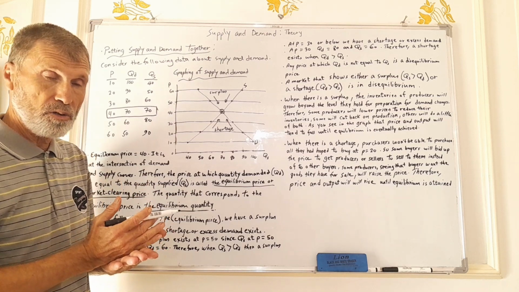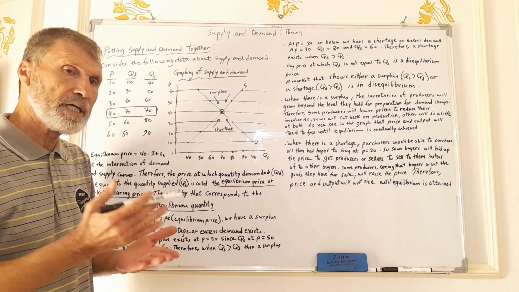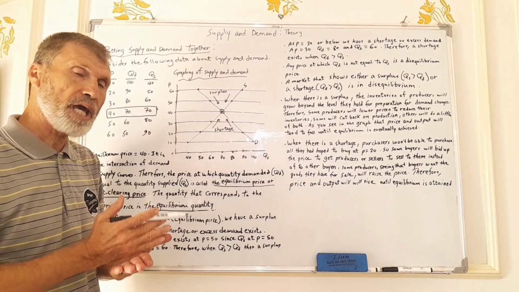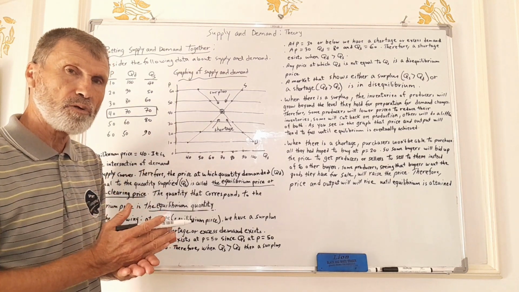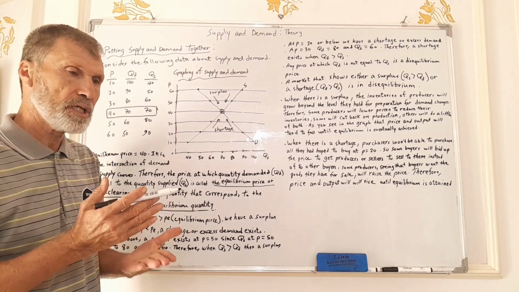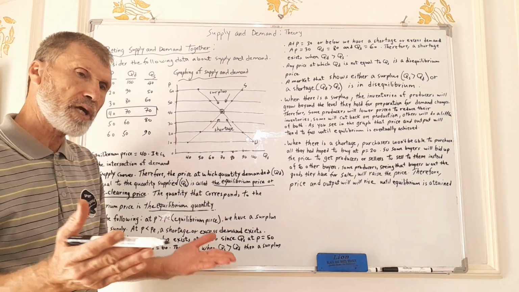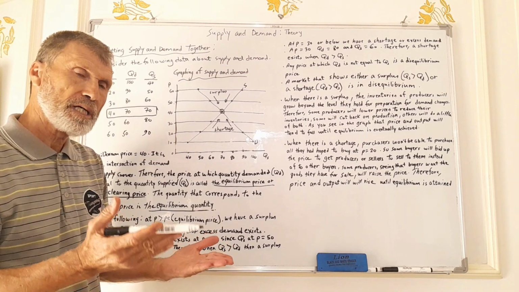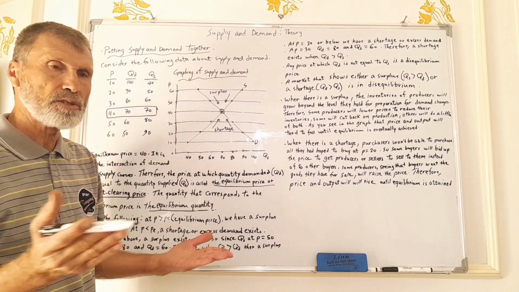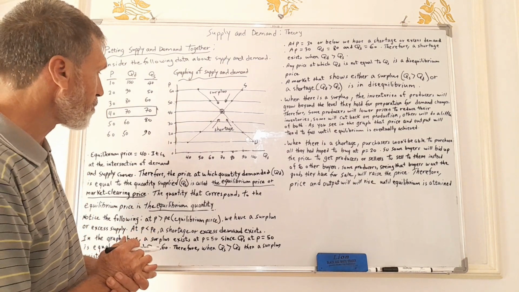If you want to know the amount of the shortage, all we have to do is subtract the quantity supplied from the quantity demanded. If you want to know the amount of a surplus, all we have to do is subtract the quantity demanded from the quantity supplied, because we have a surplus when the quantity supplied is greater than the quantity demanded. So to get the amount of the surplus, subtract the quantity demanded from the quantity supplied, and you come up with the amount of the surplus. The same thing can be done with the shortage.